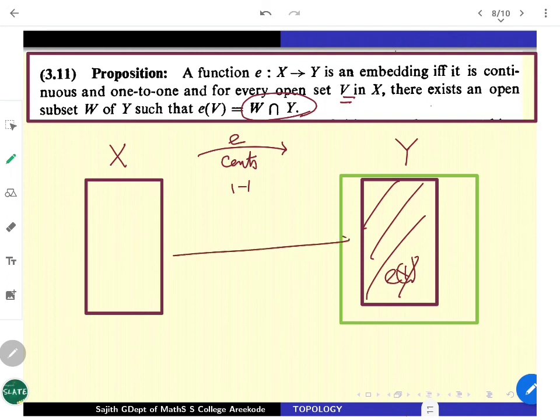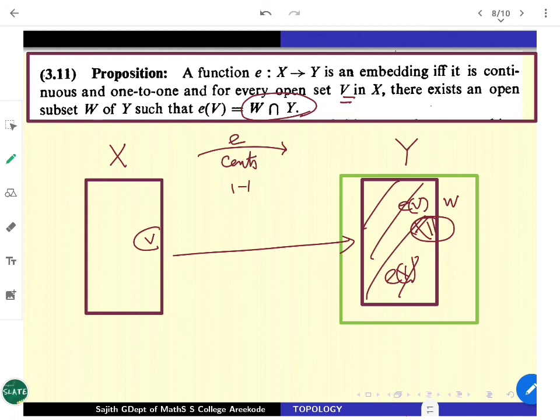Now whenever you are going from here, the copy of X is at E of X. Now it is going to be an embedding provided it is a continuous 1-1 map, and for every open set V here, you look for the image here, I mean E of V here. That should be an open set W intersecting with this fellow, E of X. Right?